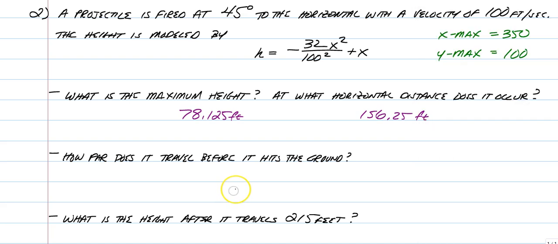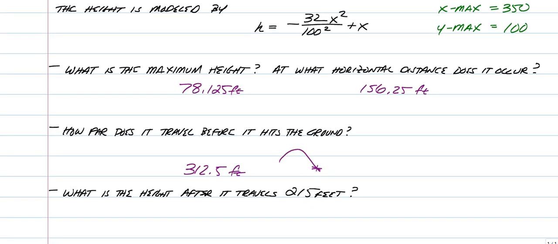All right, so the answers to our last two questions were 312.5 feet, because that's where we found when the graph hit the x-axis. And what's the height after it travels 215? It was 67.08 feet. Okay? That's how we use our calculator to answer some quadratic questions.